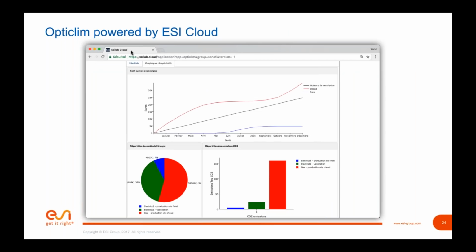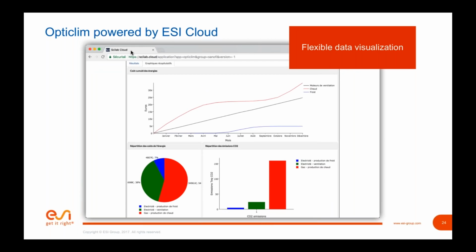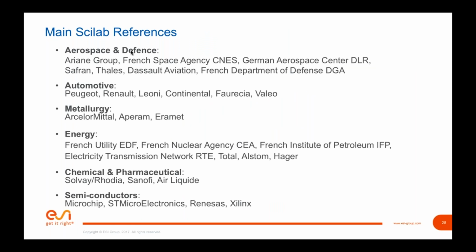It's producing some dynamic graphs, so they can just change the parameters of temperature, of humidity and so on, and see directly what the impact is on the cost. This is what they do right now. They're deploying it widely through the industrial company. And well, that's about it.